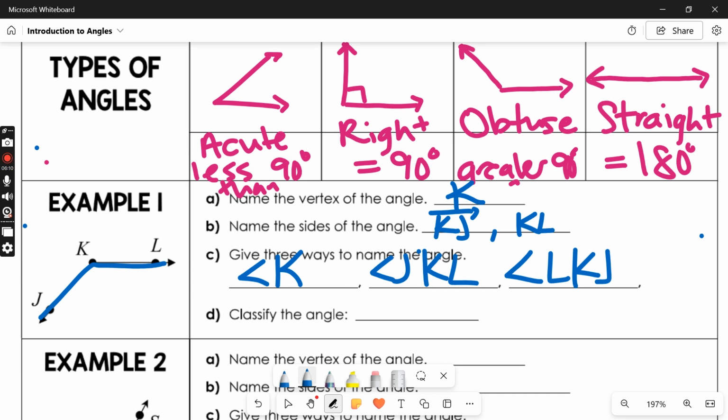The last thing is classify. Classify has to do with the type. So we're wanting to know whether it's acute, right, or obtuse. To classify this, I would call it an obtuse angle.